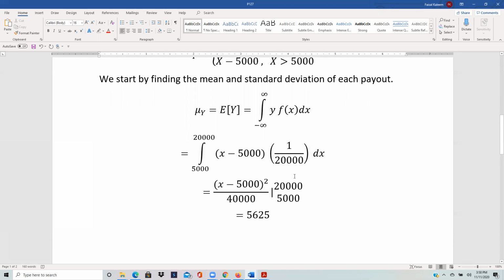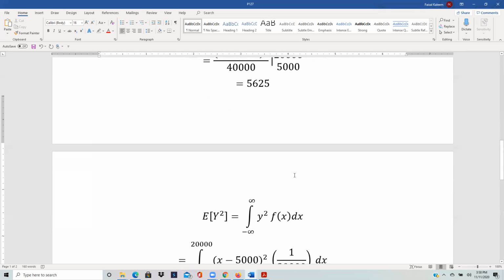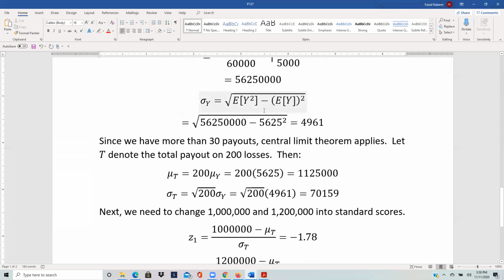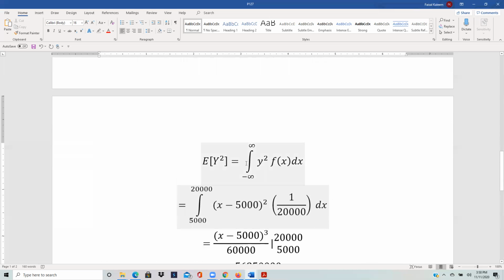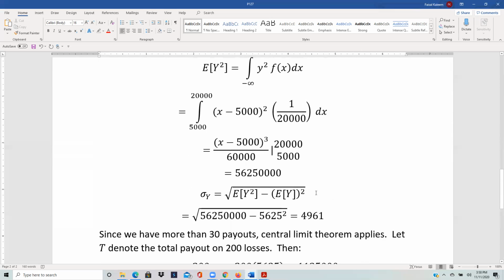Now we need the standard deviation of Y, but for that we first need the expected value of Y square, because eventually standard deviation is the square root of variance, and the variance is E of Y square minus E of Y whole square. Expected value of Y square is done the same way. You integrate Y square against f of x, and Y square would be X minus 5,000 squared, where it's non-zero, with the same limits as before. This one ends up being the cube over 3, and 3 times 20,000 is 60,000. Then you substitute the limits.